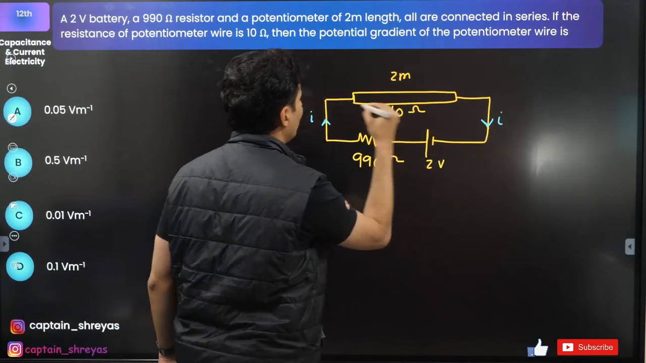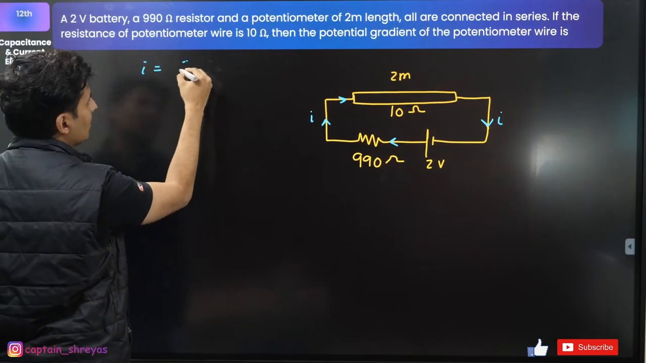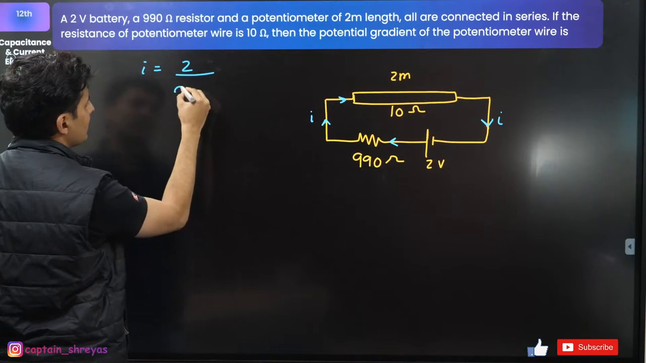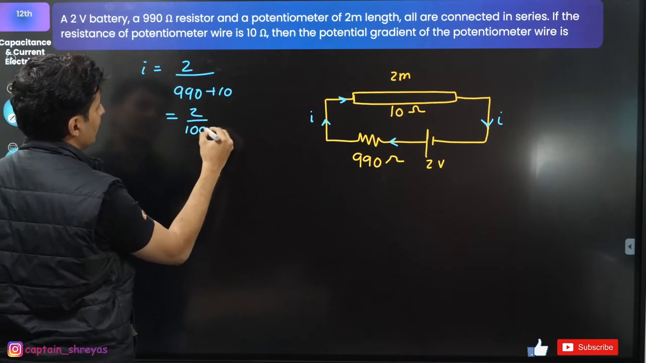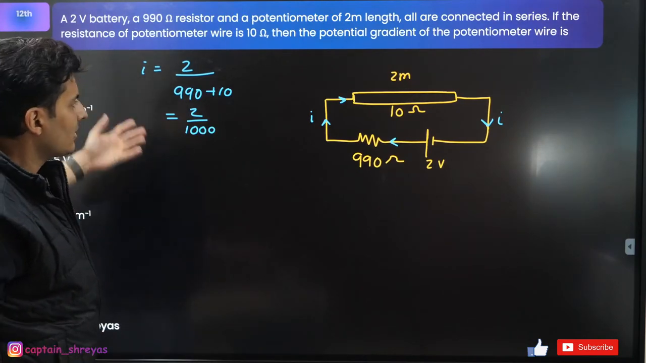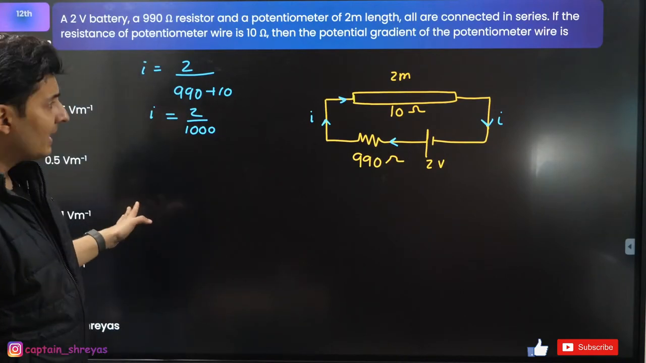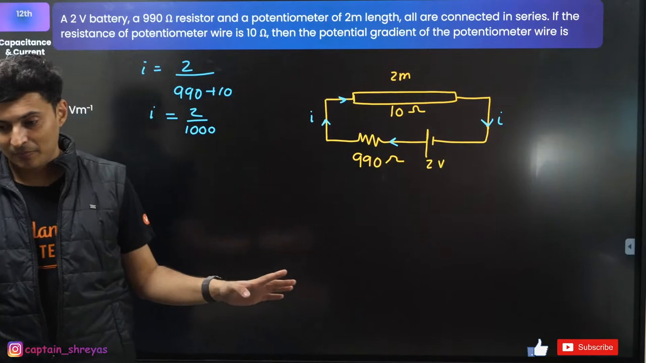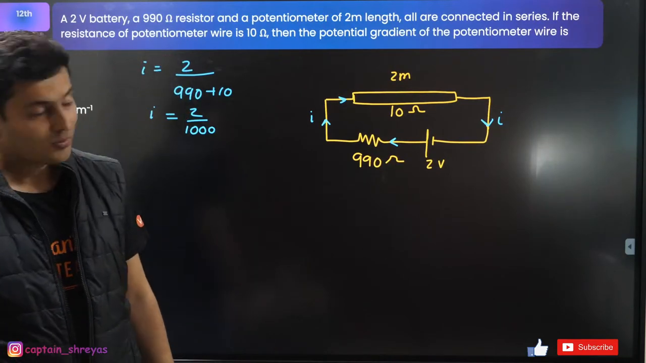Without the current, I cannot do anything else. So the current will be the voltage divided by total resistance, which is 990 plus 10, which is 2 by 1000, right? That's correct. 2 by 1000. Perfect. Everyone fine till this point? What's next? Meter bridge is done. What's next?